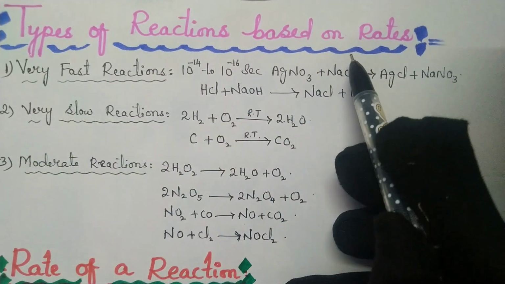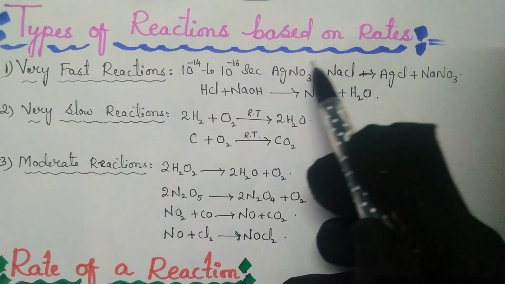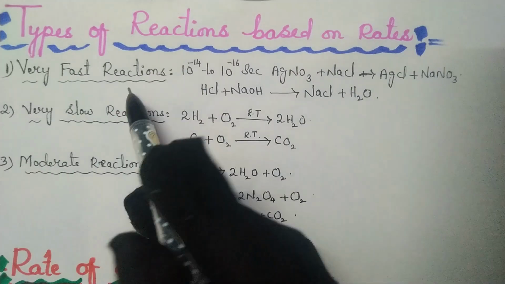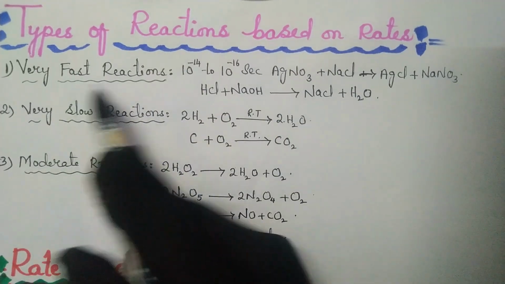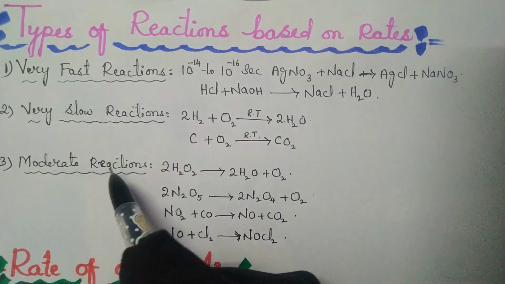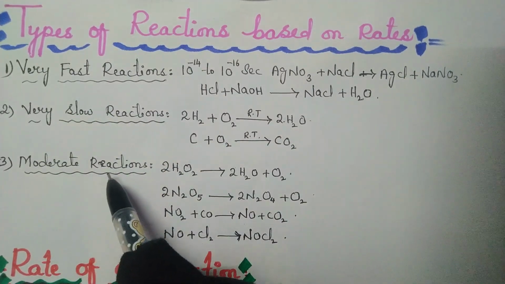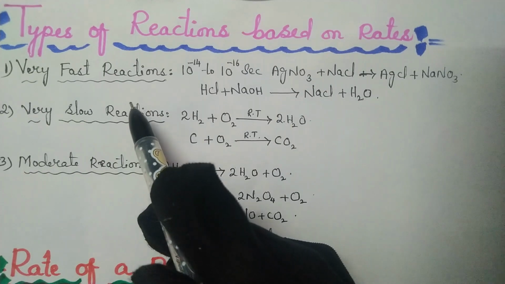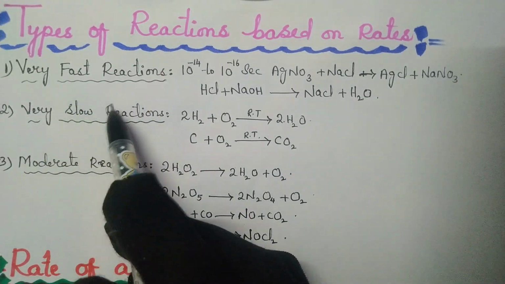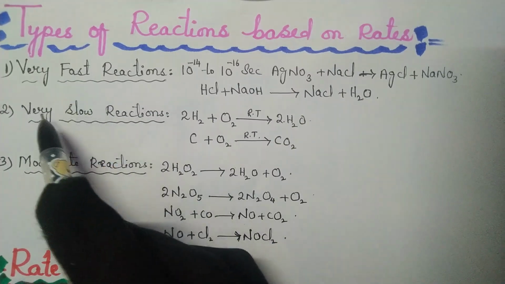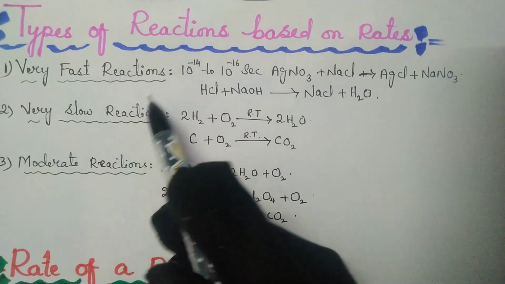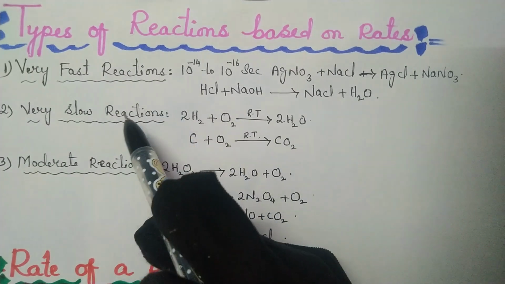Types of reactions based on rates. Generally, there are three types of reactions based on rate or speed. First one is very fast reactions, second one is very slow reactions, and the third one is moderate reactions. Let's understand the first one, very fast reactions. By listening to the name itself, we can say these reactions are so fast. They occur as soon as the reactants are brought together.